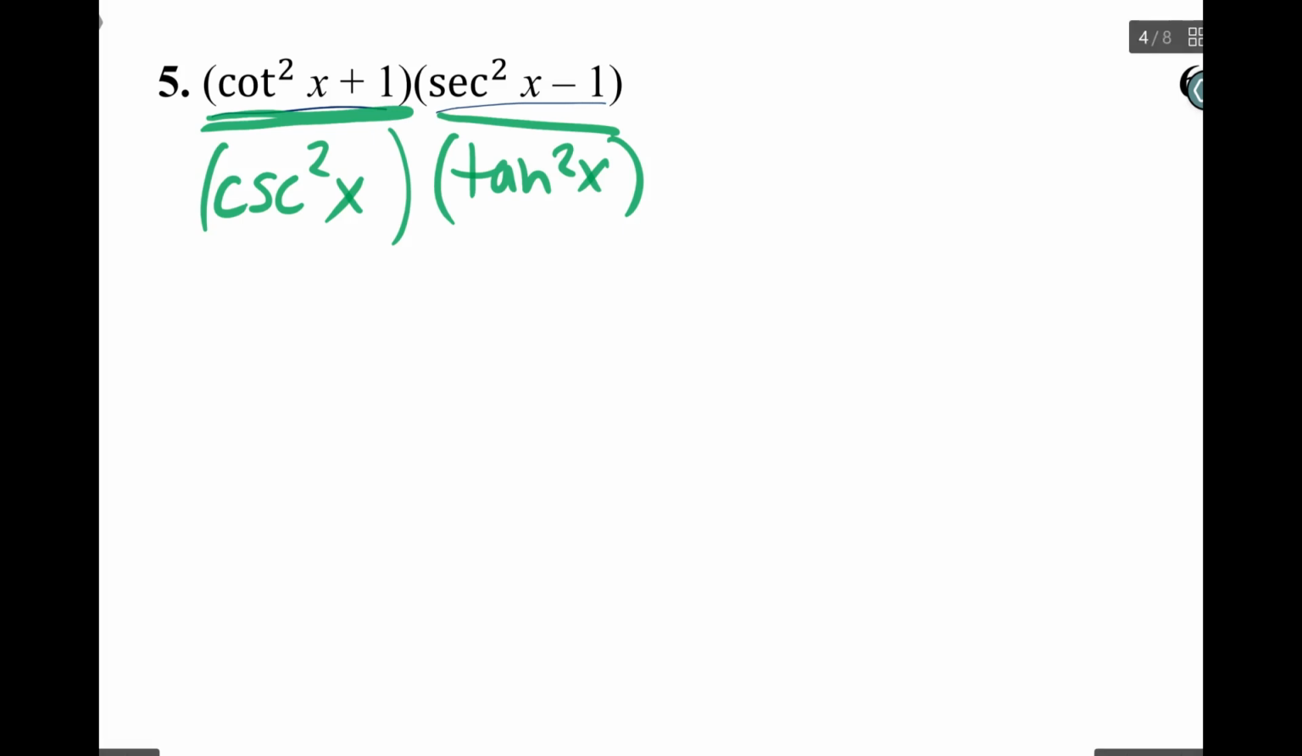Alright, two different trig functions, but if we write in terms of cosine and sine, I feel like something will cancel out. So this is a reciprocal of 1 over sine squared theta, and tangent squared theta is just sine squared over cosine squared.